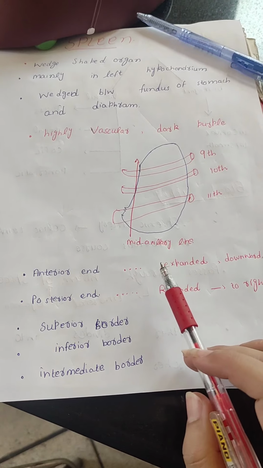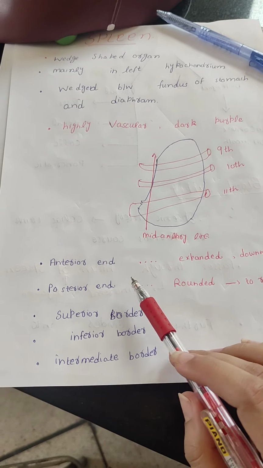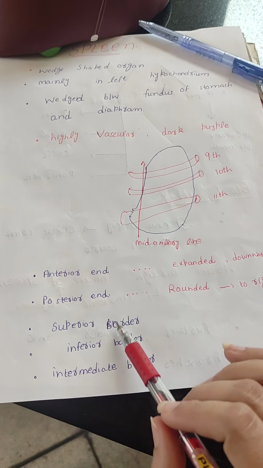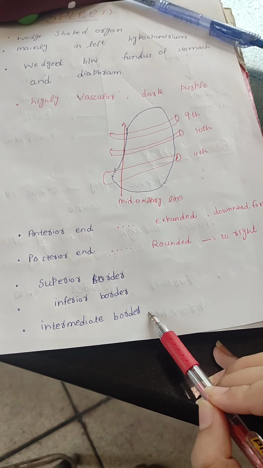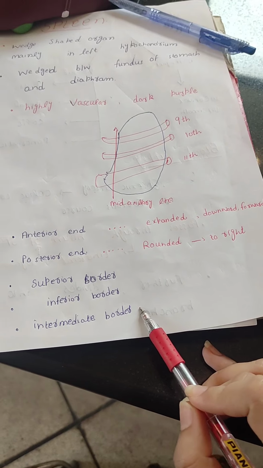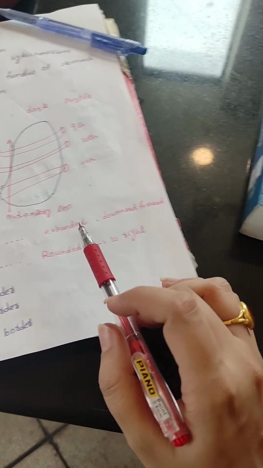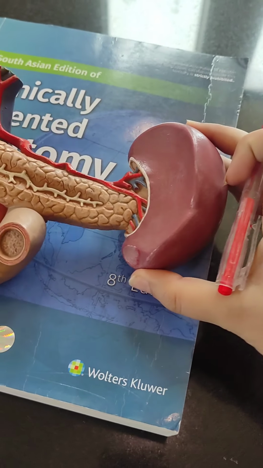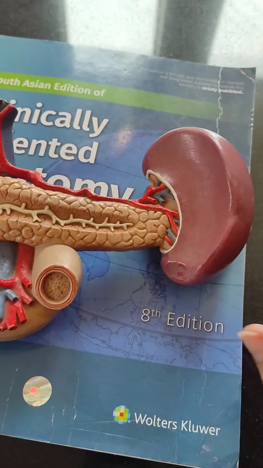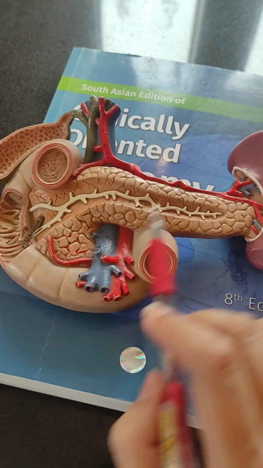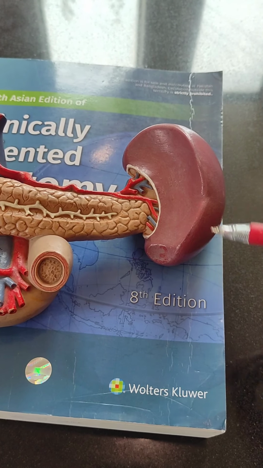If we talk about the gross anatomy of spleen, it has 2 ends and 3 borders, one anterior and posterior, and then superior border, inferior border and then the intermediate border. The anterior end is expanded and directed downwards and forwards. If you see here, this is the spleen. The tail of pancreas is going into the spleen. This is the right side and this is the left side, and it is lying in the left hypochondrium.